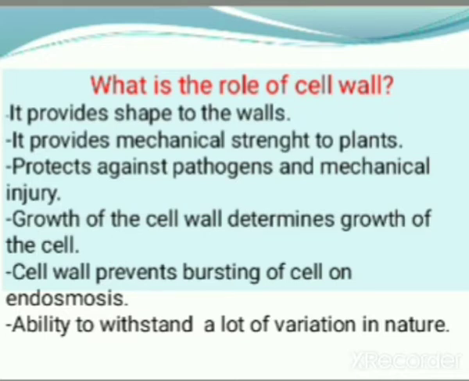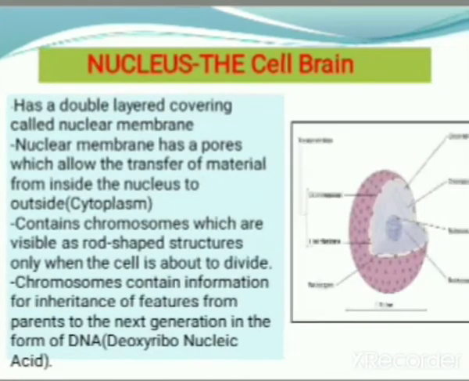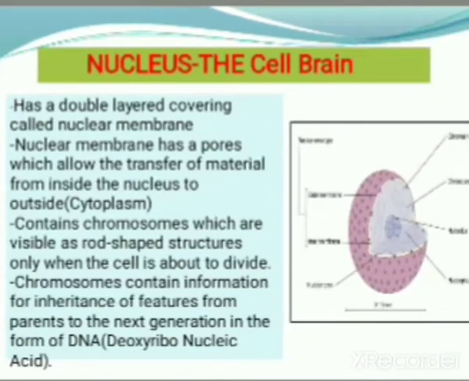This cell wall gives strength to the plant and prevents them from bursting. Also, unlike the plasma membrane, which is a selectively permeable membrane, the cell wall is fully permeable. Which means it allows everything and anything to pass through it. So this is all about the cell wall. Over to the next. Nucleus, the cell brain.